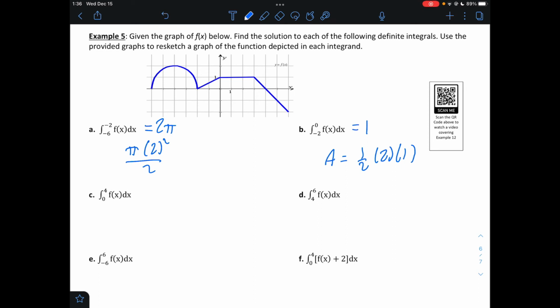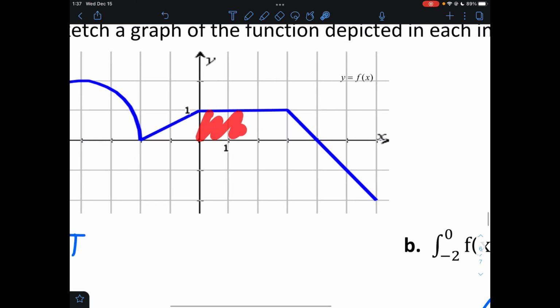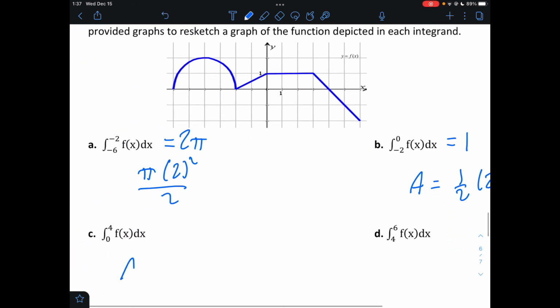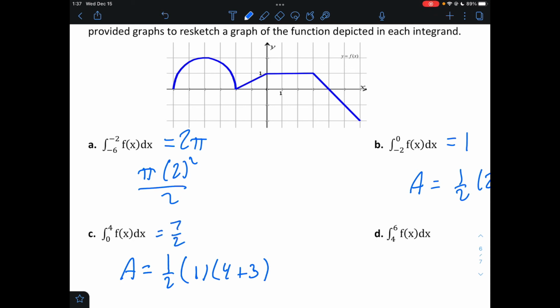For letter C, from 0 to 4. Now you could do this in two different ways. You can do a rectangle and then that little triangle there, or you can just do a trapezoid once and be done. So I'm going to do a trapezoid. Area is 1/2, the height is just 1, and the bases are 4 and 3. So it's 1/2 times 7, or 7/2.